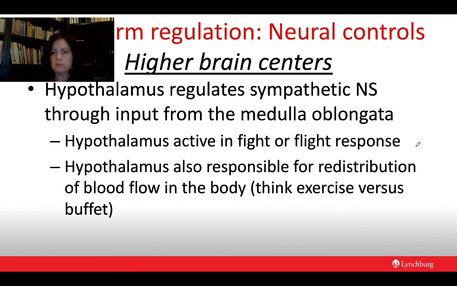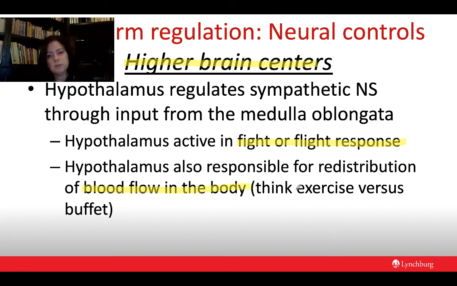Okay, and then our third factor of controlling blood pressure is going to be the higher brain centers, and so they're going to play a role in conveying information from the medulla and heading to the hypothalamus. So that's basically where we see most of this control coming from. The hypothalamus plays a role in our sympathetic fight or flight response, and the hypothalamus is also controlling part of the control system for sending blood to different areas of the body, right?